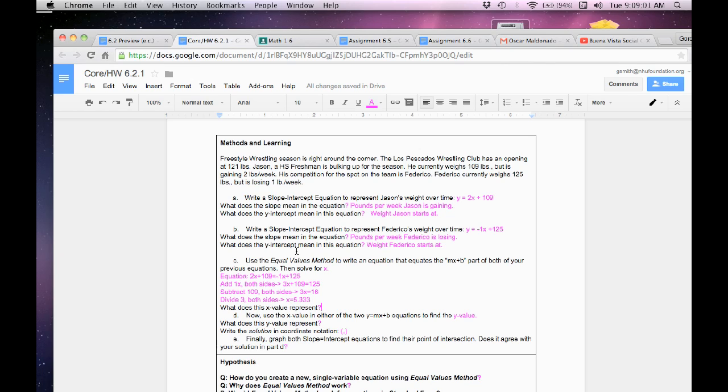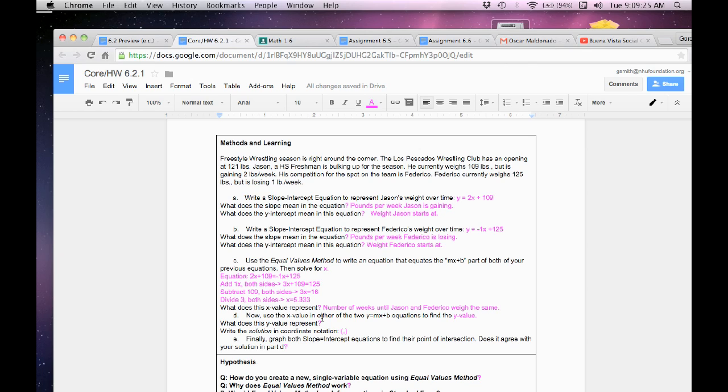And what does this x value represent? X is time in this problem, just as y is weight. So if time is being measured in weeks, it's going to be the number of weeks until the two wrestlers, Jason and Federico, weigh the same.